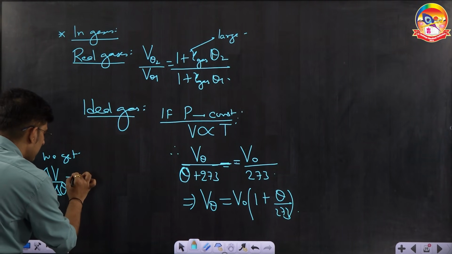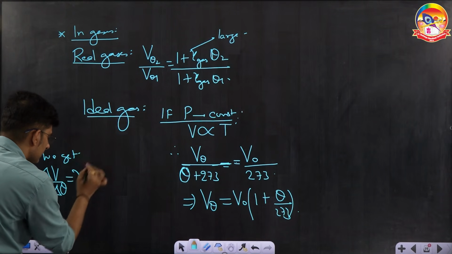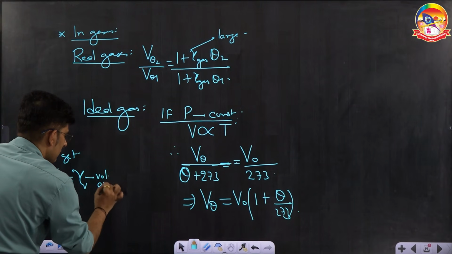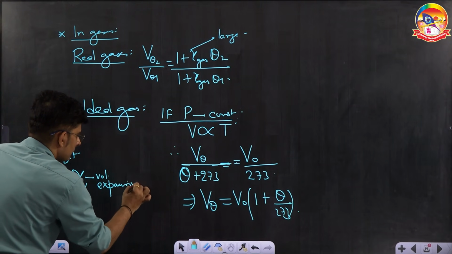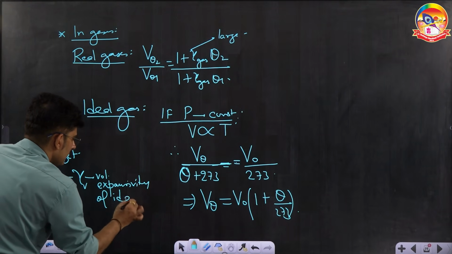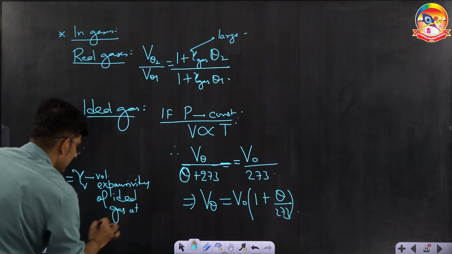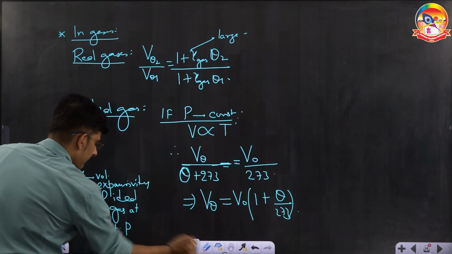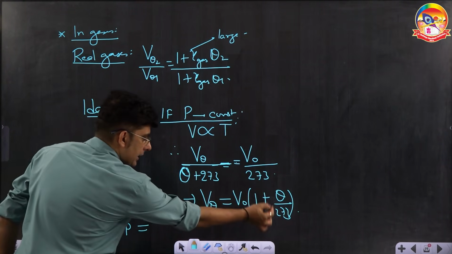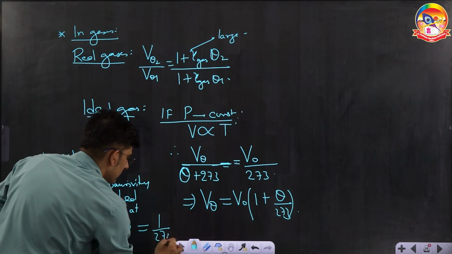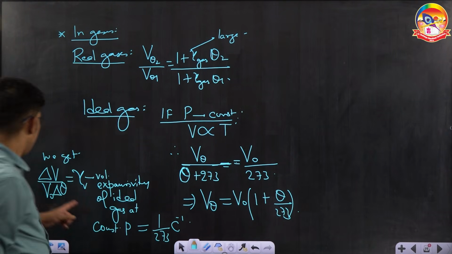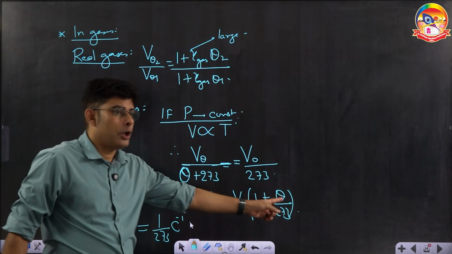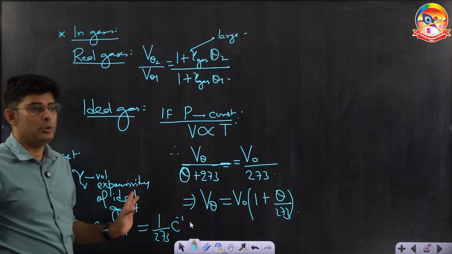This value we will give a name, we will call it gamma V, which is called volume expansivity of any ideal gas at constant P. So if you compare, we will get 1 by 273 per degree Celsius. So for an ideal gas at constant pressure, we get the volume expansion coefficient as 1 by 273.